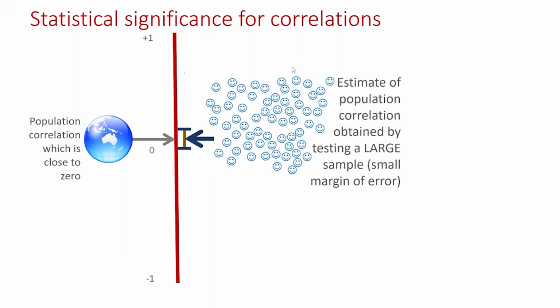Okay, so here's our population correlation, which is close to zero. But this time what we've done is tested loads and loads and loads of people. That's given us a very small margin of error, and hence we're able to detect our correlation estimate as being significantly different from zero, even though it's small.